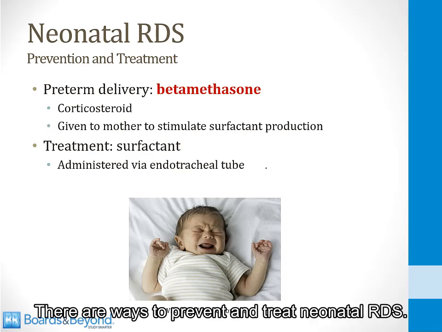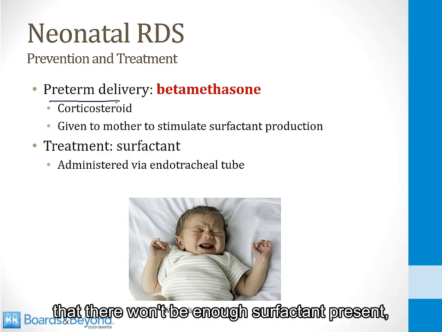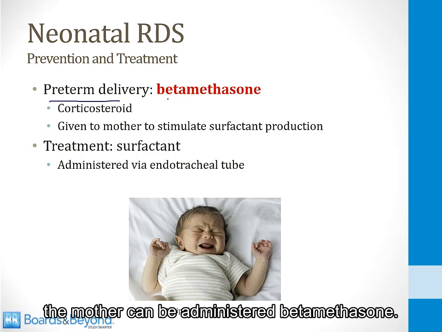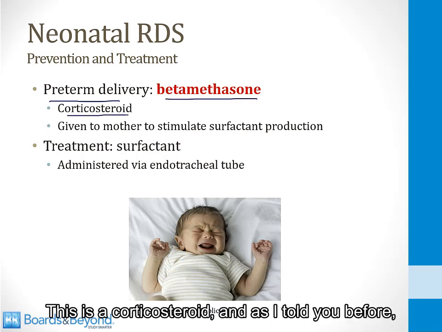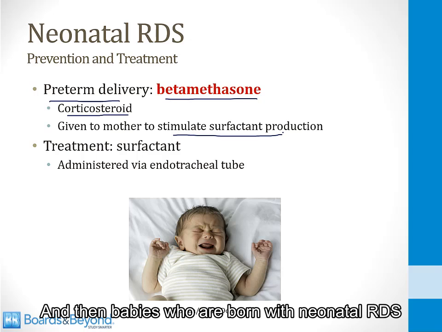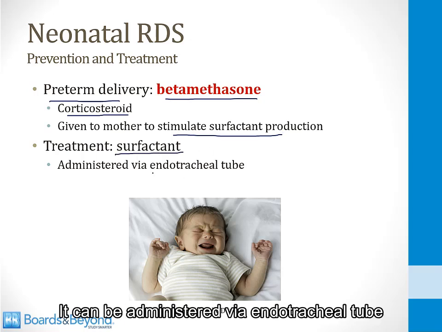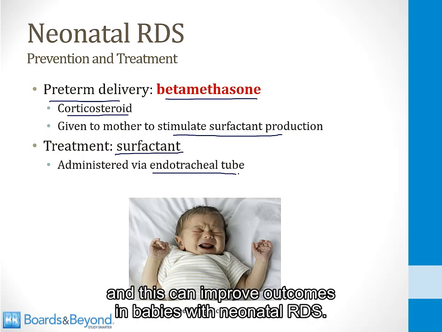There are ways to prevent and treat neonatal RDS. If a baby is going to be delivered preterm when it's thought that there won't be enough surfactant present, the mother can be administered betamethasone. This is a corticosteroid, and as I told you before, steroids stimulate surfactant production in the baby. And then babies who are born with neonatal RDS can be treated with surfactant. It can be administered via an endotracheal tube, and this can improve outcomes in babies with neonatal RDS.